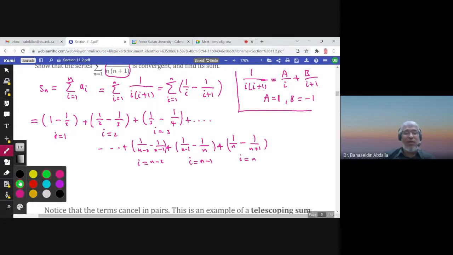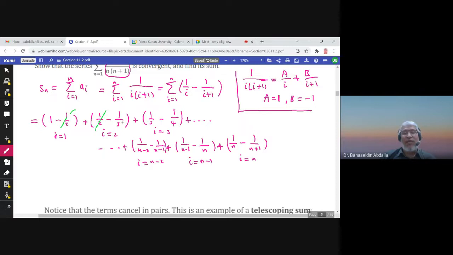Now look carefully. You can cancel negative 1 half with 1 half, and negative 1 over 3 with 1 over 3. If you replace i by 4, the first thing here you will have is 1 over 4, and you can cancel negative 1 over 4 with 1 over 4. So you can in fact cancel. All of these terms would be cancelled except the one here. So this one is not going to be cancelled.